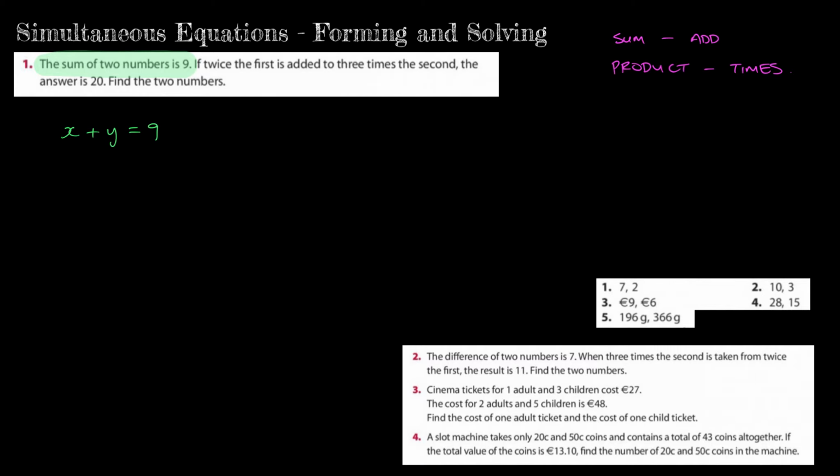If twice the first is added to 3 times the second, so twice the first, so 2 times x, twice the first, yeah. So let's just highlight that so we can see. Twice the first is added to 3 times the second, the answer is 20. So twice the first, so 2x plus 3 times the second, the answer is 20.